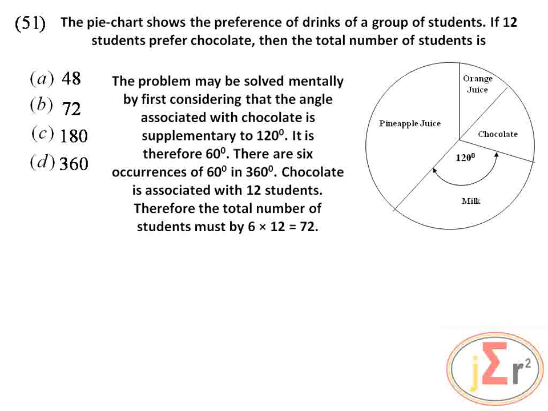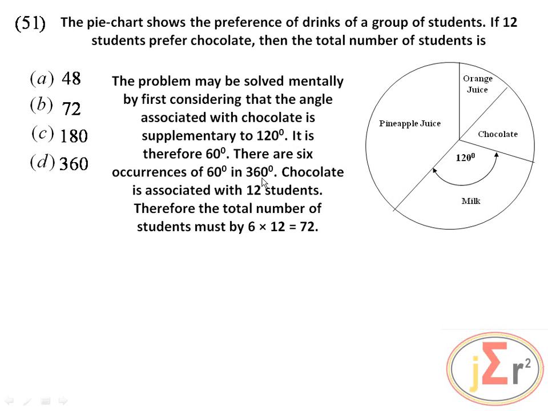The one associated with chocolate we know to be 60 degrees because of this straight line that we have right here. This straight line tells us that this angle that comes around here is 180 degrees. So if this is 120, then this is 60. So 60 degrees is the angle represented by chocolate, and the entire revolution is 360 degrees. Therefore, we have 60 degrees, 360 degrees.